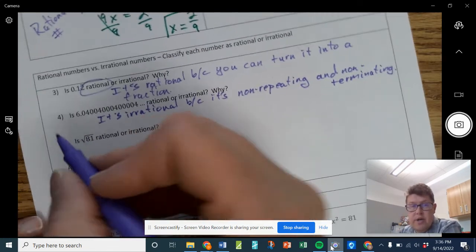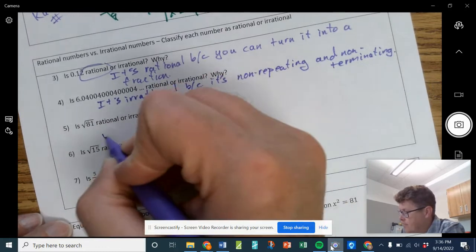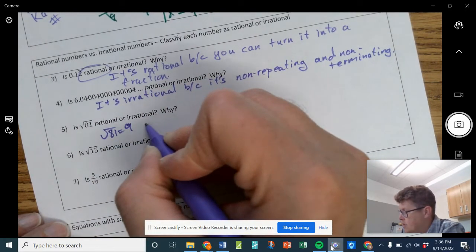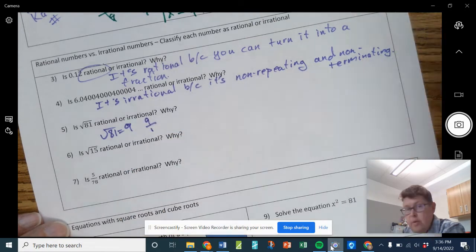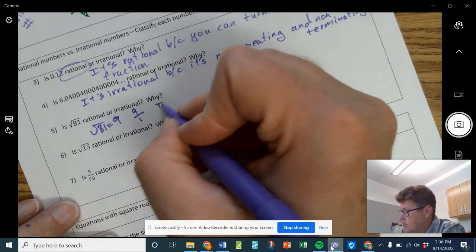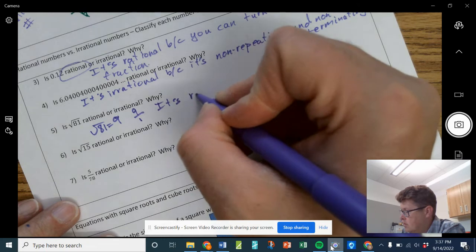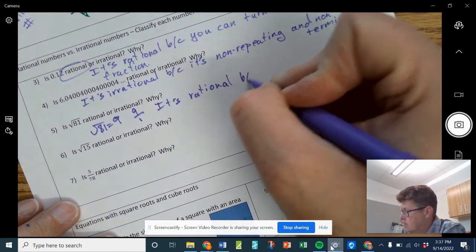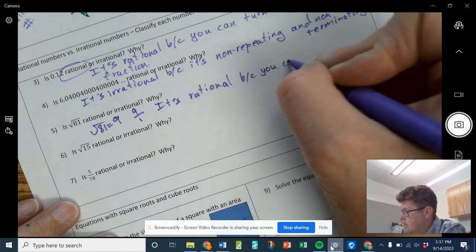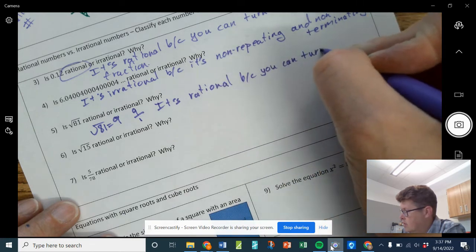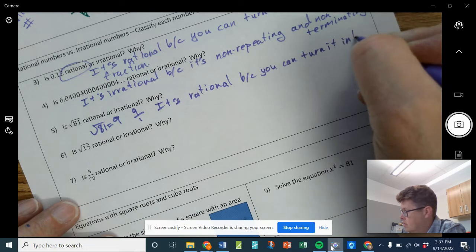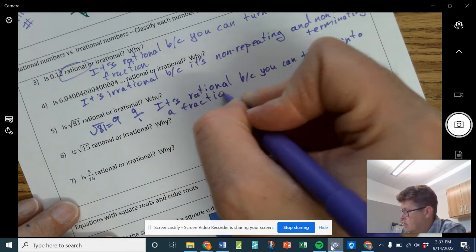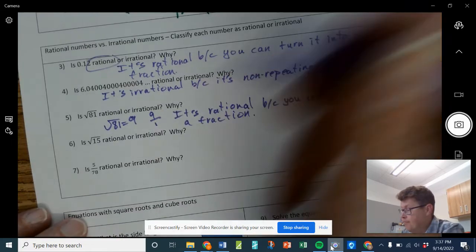Okay, is this rational or not? Well, square root of 81 is 9. And it's easy to turn 9 into a fraction because you just put it over a 1. So it's rational because you can turn it into a fraction. Just like that.